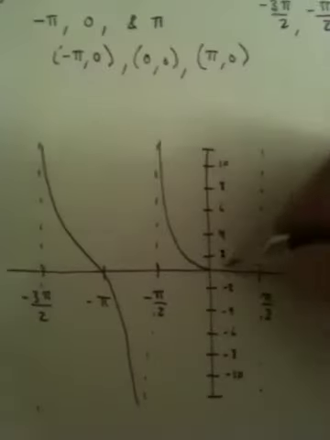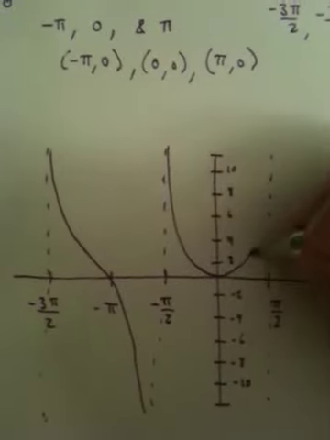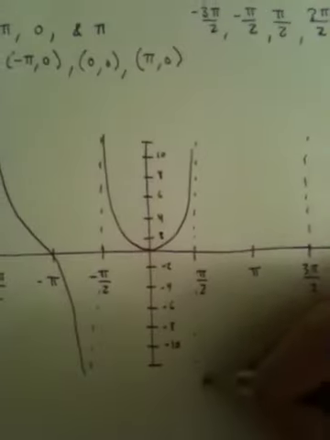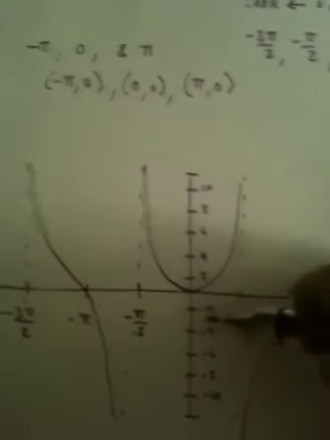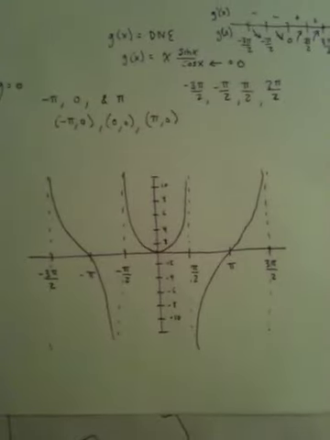Now you know that the graph is increasing from 0 to 3 pi over 2. Again, crossing at 0, 0, and pi 0. Now you have a fairly accurate graph of x tan x.